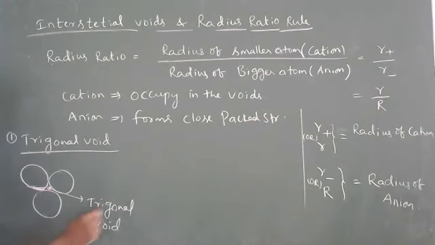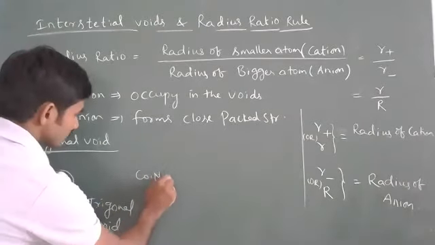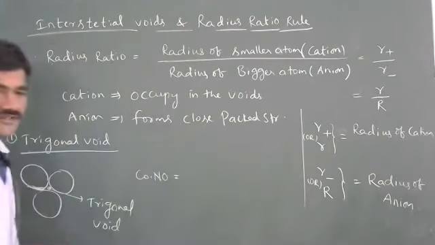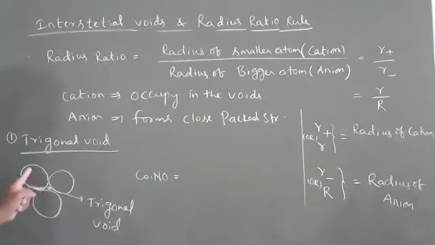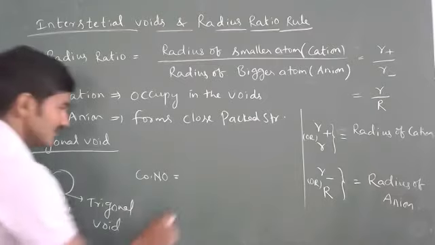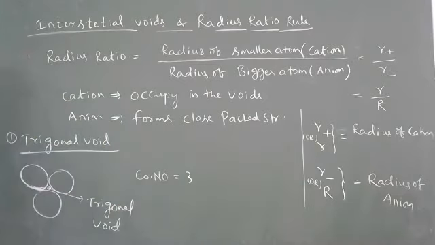What is the coordination number for this? Coordination number of trigonal void. This void is surrounded by 3 atoms: 1, 2, 3. So I write here coordination number 3.